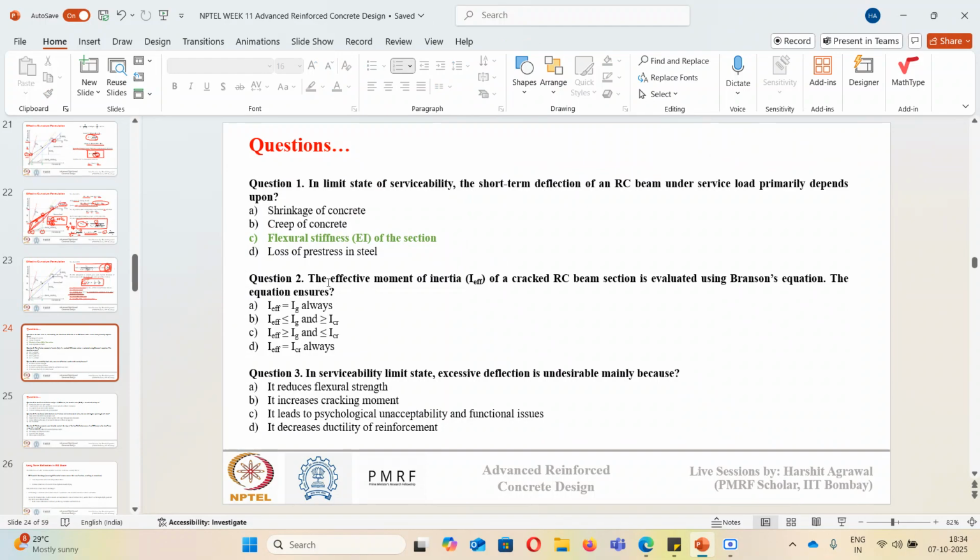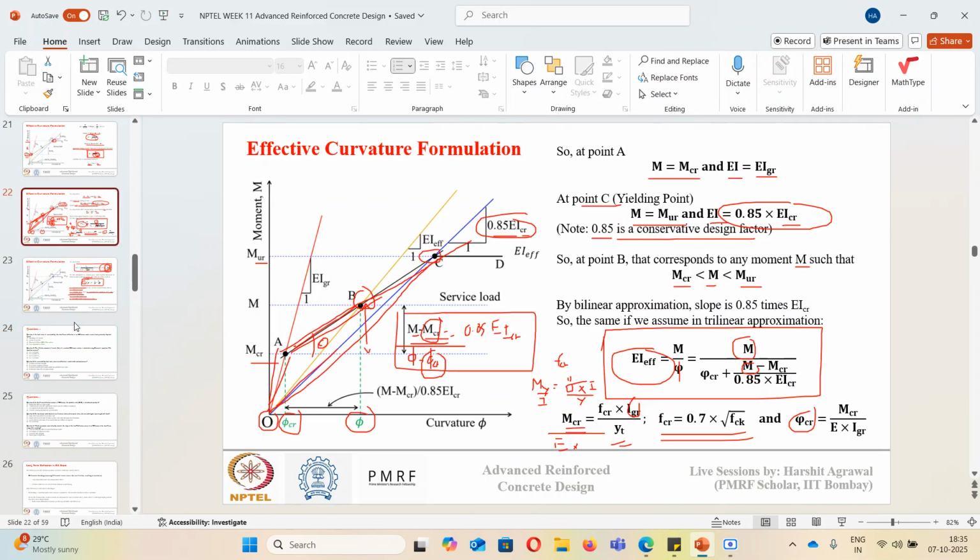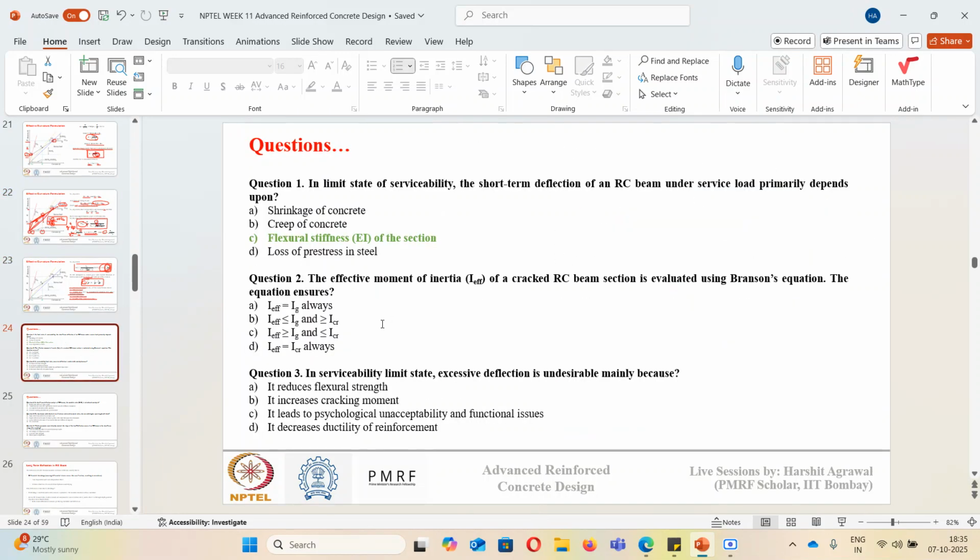The second question: the effective moment of inertia, I effective, of a cracked reinforced concrete section is evaluated using Branson's equation. The relationship that we saw right now, I gross, I cracked, and I effective, this is Branson's equation. It blends both cracked and uncracked stiffness. That blending was derived by a scientist named Branson, so that's why we call it Branson's equation. What will be the correct answer for this? What will be the range of I effective?